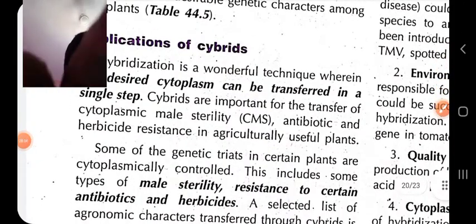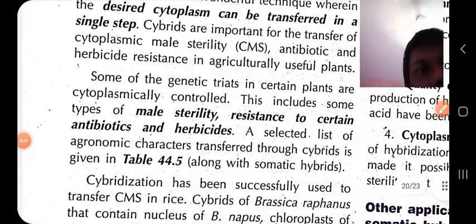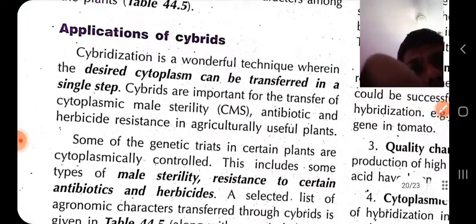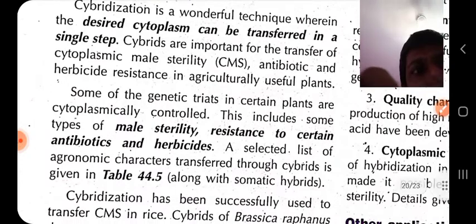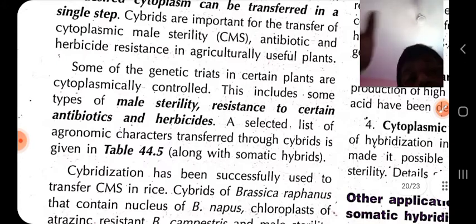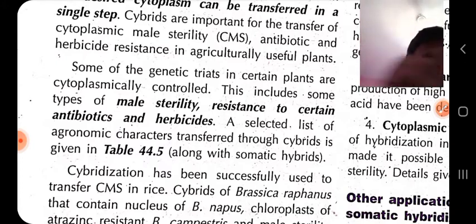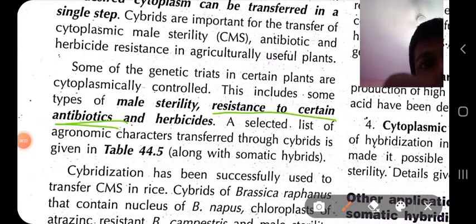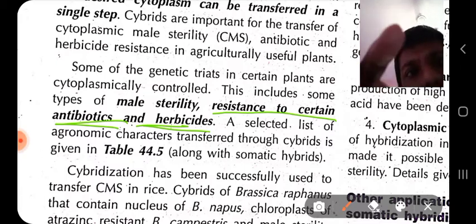So you can see here that we can prepare this type of male sterile plants. Again, we can also provide resistance to certain antibiotics, because this type of trait, better to say, is found on cytoplasmic genomes. And resistance to herbicides.